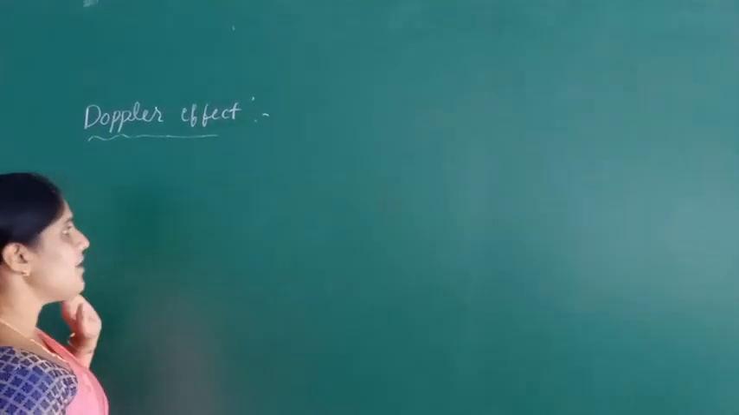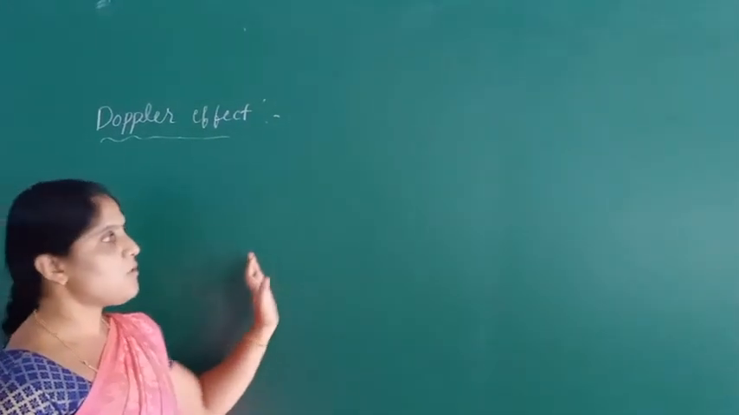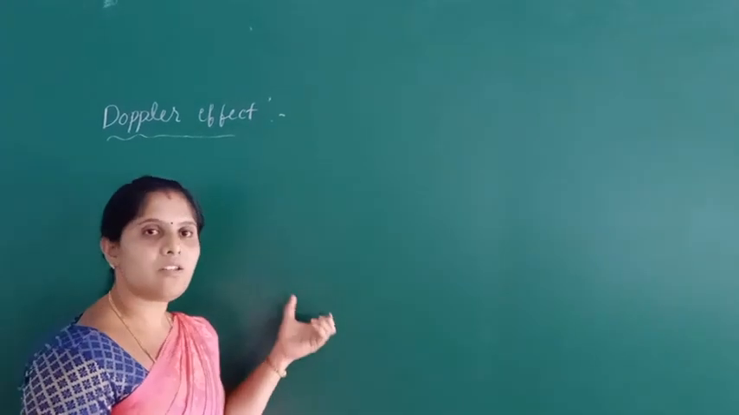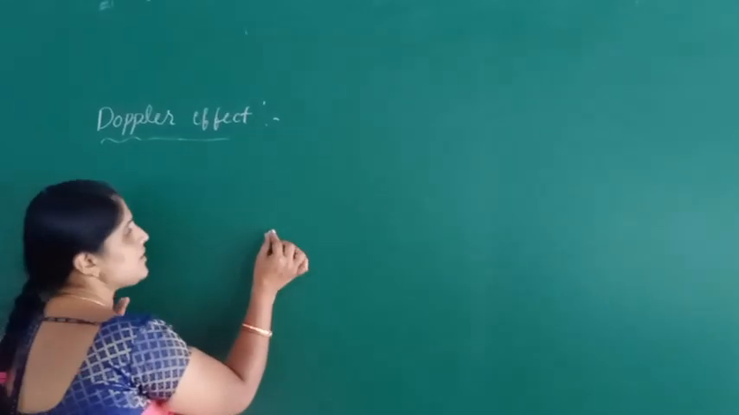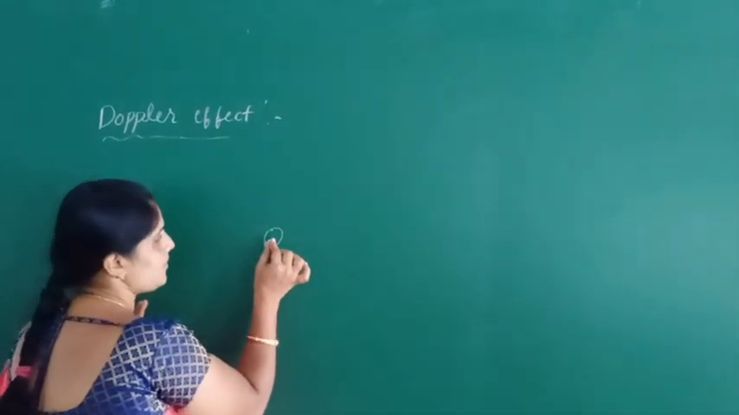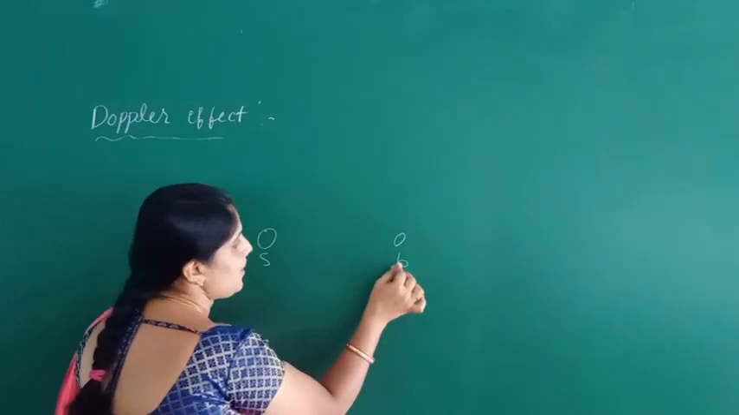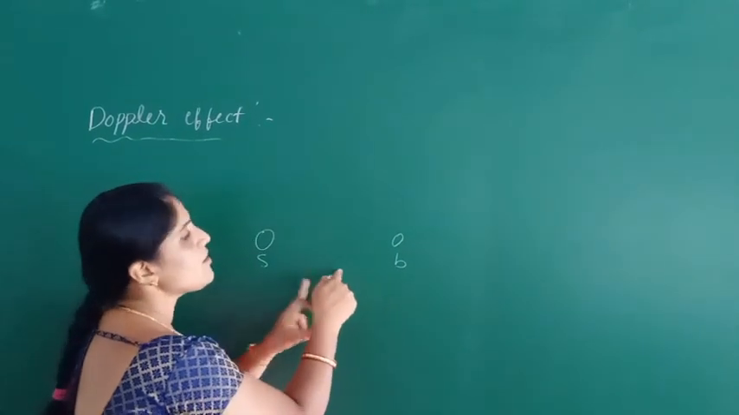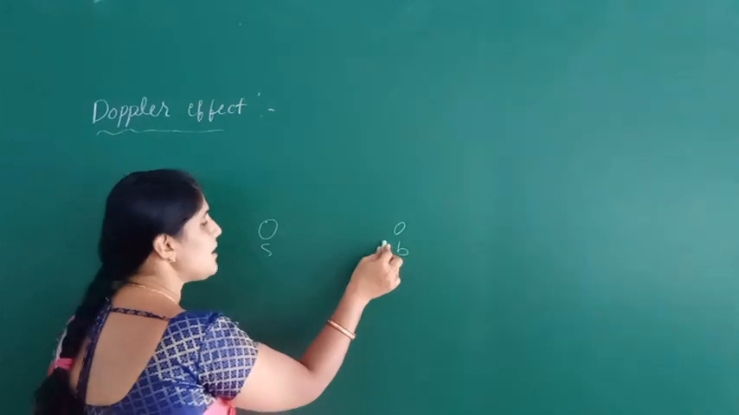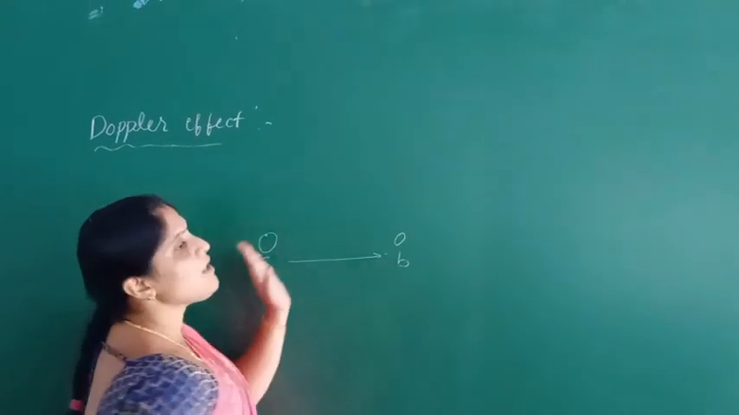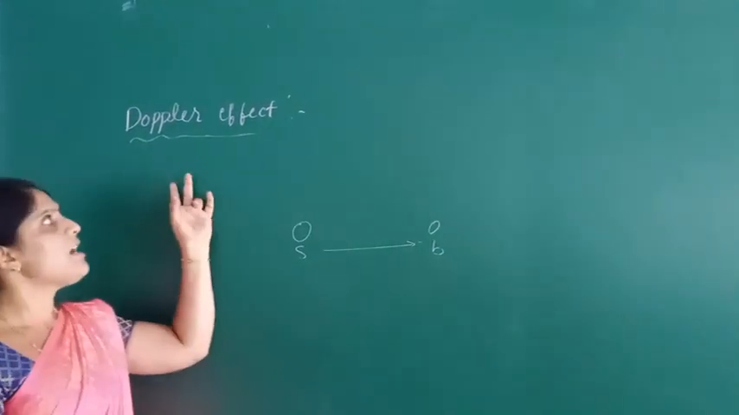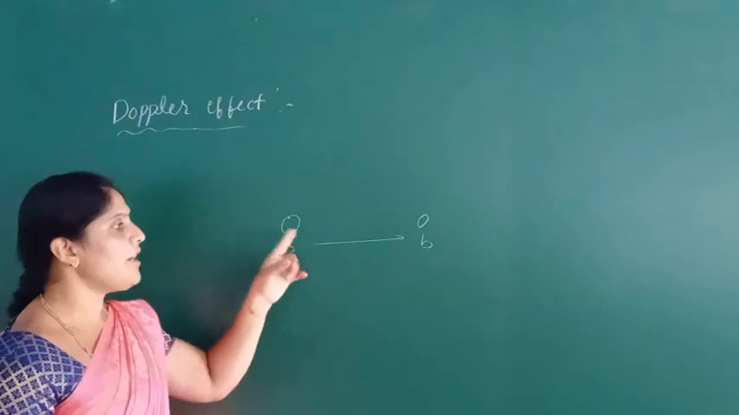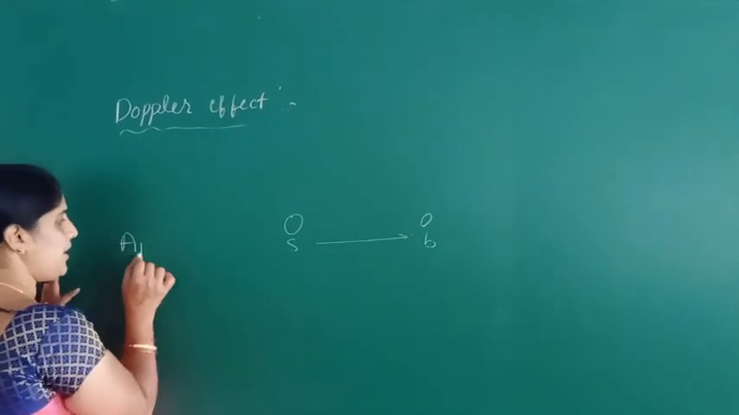We shall discuss Doppler's effect. Whenever there is a relative motion between the source and observer, the frequency received by the observer is different from the actual frequency. For example, this is the source of light and this is the observer. This effect is known as the Doppler effect. The different frequency is known as apparent frequency.